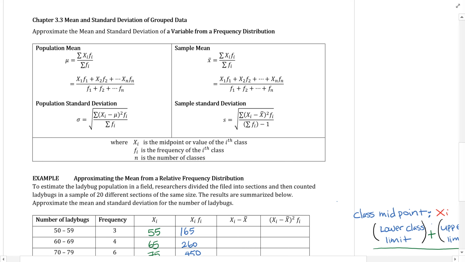So before we start calculating, let's look at the formula here. In the box over here, we have the population mean. Note that for population mean, we use mu. For population standard deviation, we use sigma. And for sample mean, we use x bar, and for sample standard deviation, we use s. Since we're talking about a sample of 20 different sections, meaning that we're estimating from a sample, I'm going to use the sample formula, the one on the right.